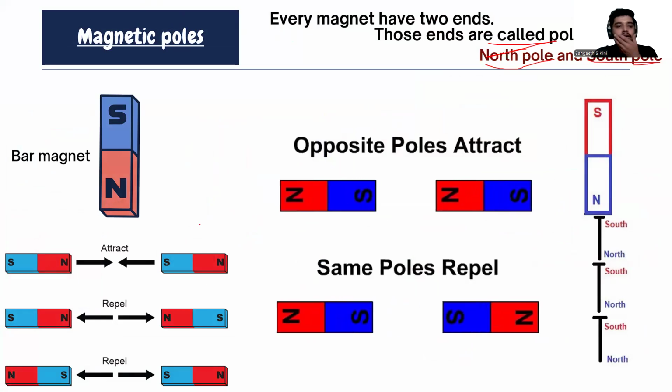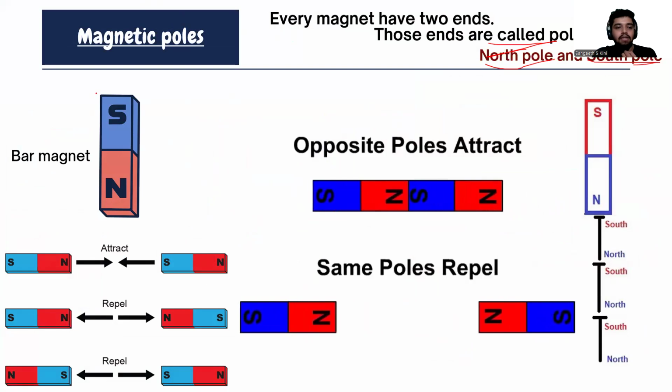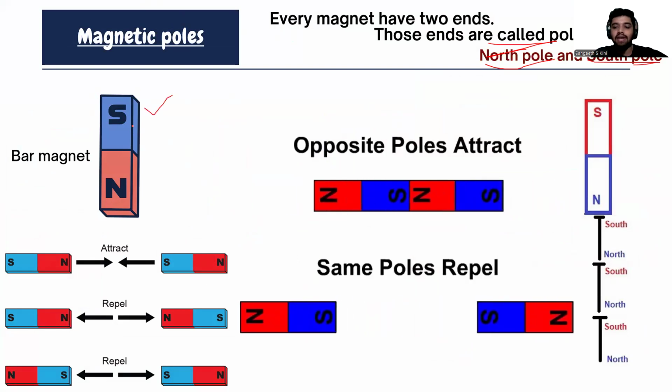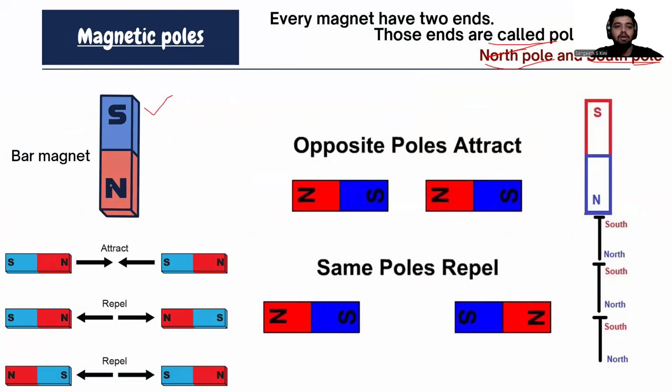Have you seen this? This is a bar magnet. A bar magnet is rectangular in shape. Rectangular shaped magnets are called bar magnets.